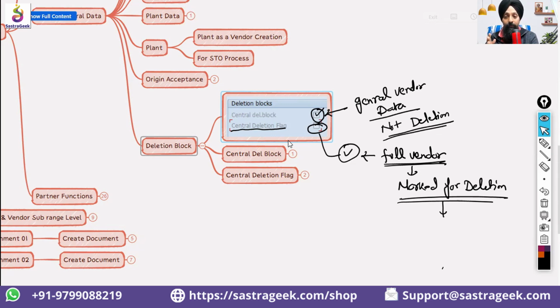Okay, deletion flag means it will not be completely deleted. It would be archived based on the archive strategy which has been put in place by the basis team. So that is the meaning of the deletion flag.